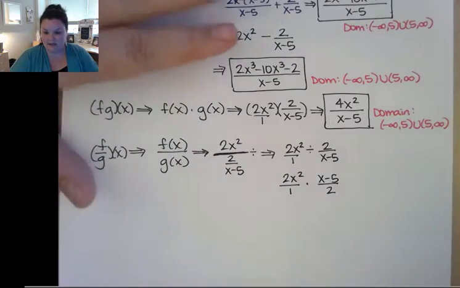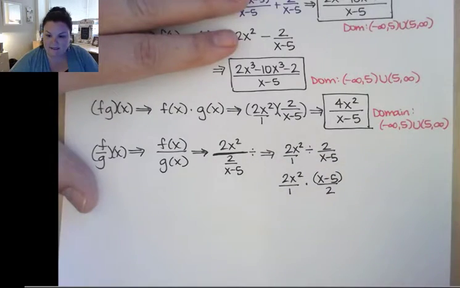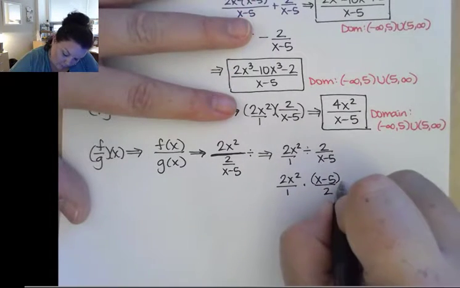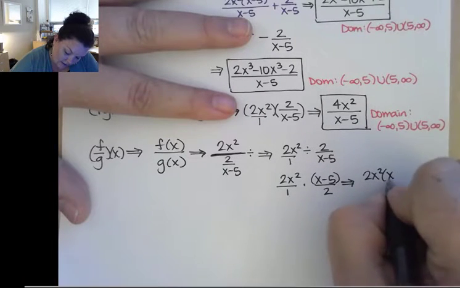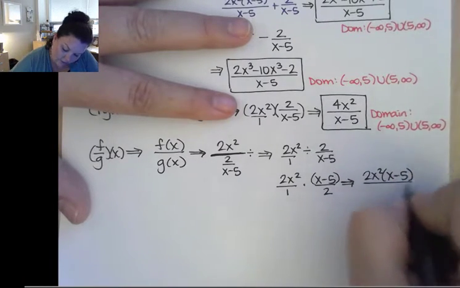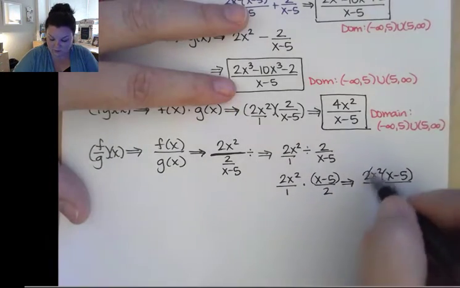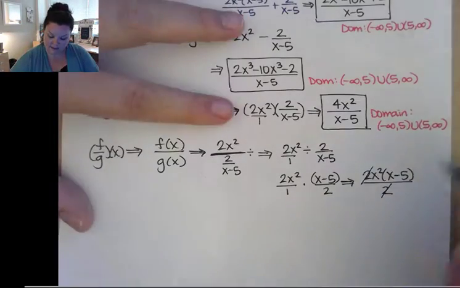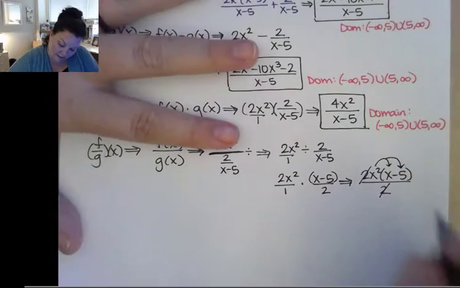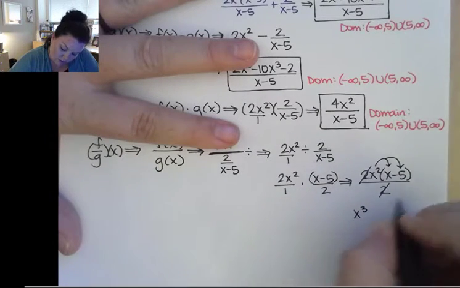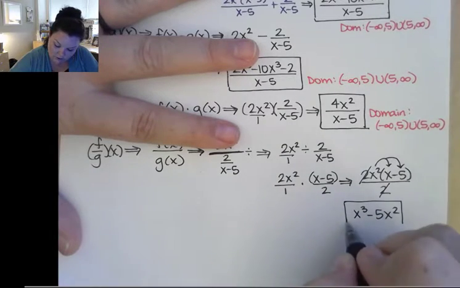Right? So then I can go ahead and multiply straight across. Okay, this quantity needs to stay the same. So I end up with 2x squared times x minus 5 on top, and on bottom 1 times 2 is 2. So there's 2 things I can do. I can reduce by 2, and then I can distribute that x squared inside my quantity. So I end up with x cubed minus 5x squared as my quotient function.